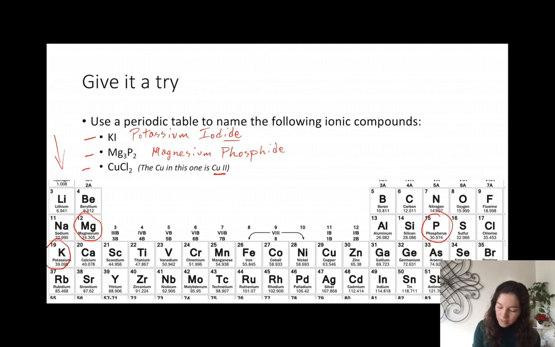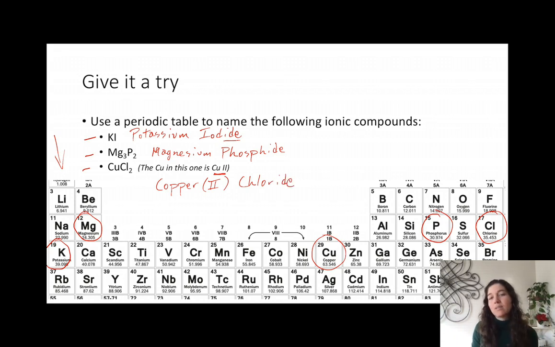CuCl2, so Cu is here, it's copper. Cl is here, it's chlorine. So this is copper because it's in its oxidation state of +2. It's copper 2 chloride. We're going to learn later on in this video how to determine this oxidation state. So we'll talk about this number a little bit more in depth as we continue.